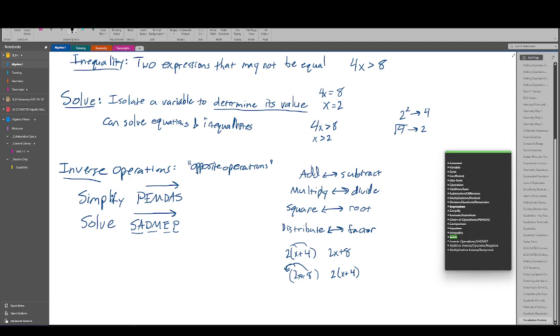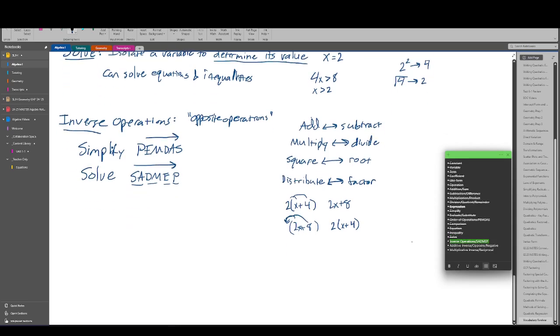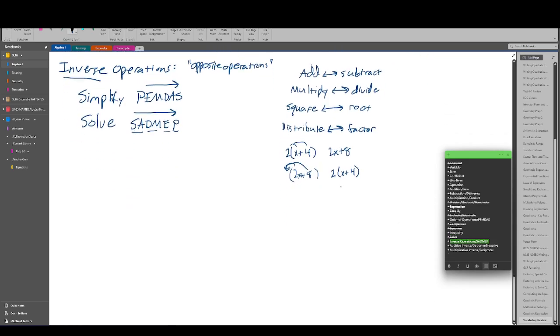Okay, I think that's enough on inverse operations, and hopefully you know about solving equations. If not, there are separate videos about how to actually go about solving equations. This video is more about just the vocabulary, not the solving and how to do the math.